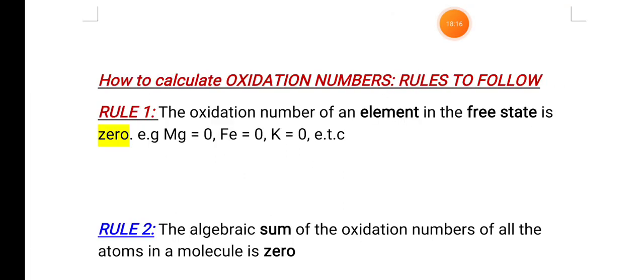So in summary, when you follow these general rules, you will be able to calculate oxidation numbers, whether for ions or for compounds or for elements within a compound. We've been able to do just one example in this video.